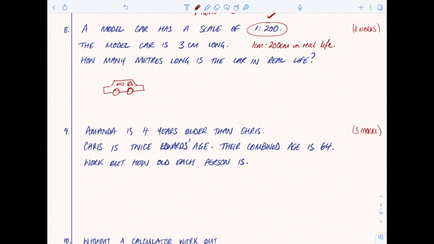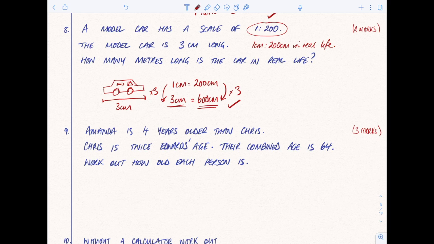There we go. What I'm saying is that this car is 3 centimetres long. I know that 1 centimetre is 200. So if 1 centimetre is equal to 200 centimetres, I need to get it to 3 centimetres. So I'm timesing that by 3, and I'm timesing that by 3. Therefore, that gives me 600 centimetres. That's your first mark. So we've actually managed to get it to the correct length.